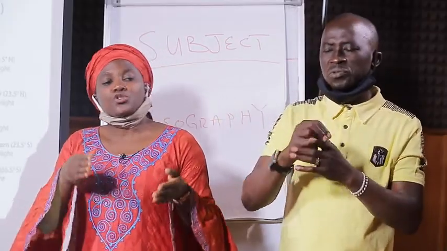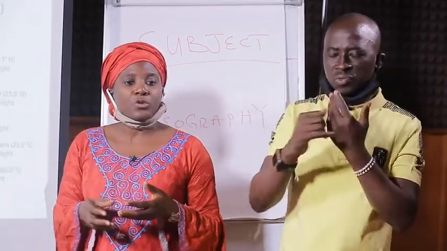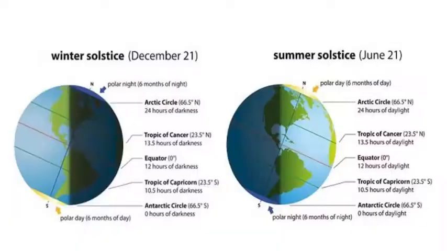Some people will tell you June 21st to 23rd, depending on which calendar you're using. But when you look at the diagram for the winter solstice and the summer solstice, you will notice that the times are different. Like in the Arctic Circle, during the winter solstice, you have 24 hours of darkness at 66.5 degrees north, and you have 10.5 hours of darkness at 23.5 degrees south. While at the equator, you have 12 hours of darkness.